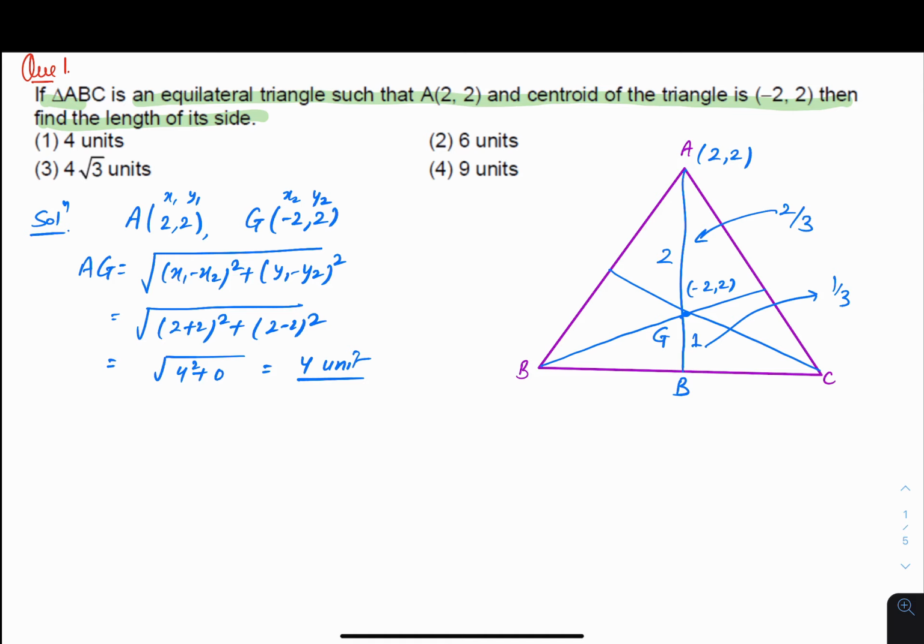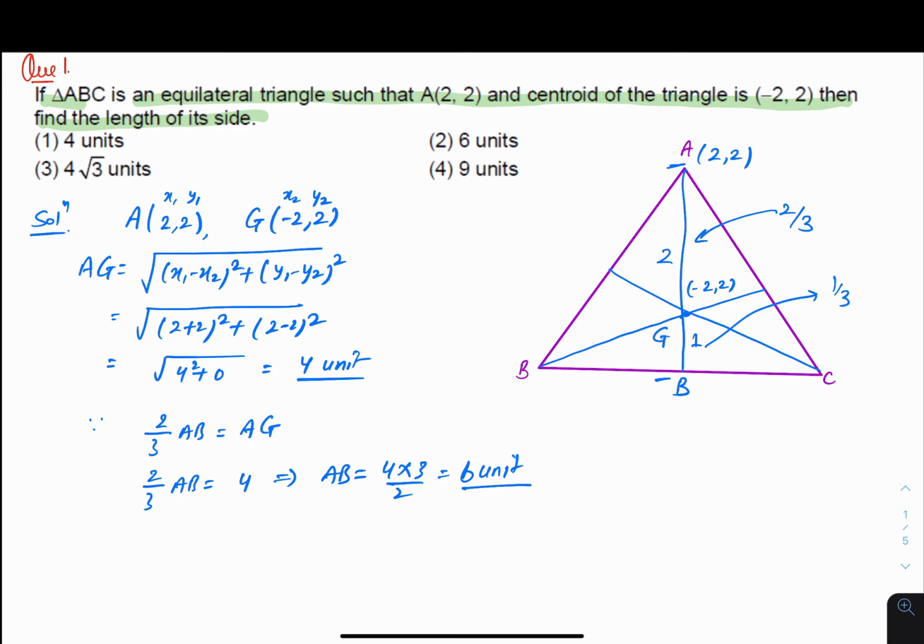Now we need to find the distance between A and B. As we all know, since AG is the 2/3 part of AB, we can write that 2/3 of AB is AG. Now, if I put the value of AG here, I will get 2/3 AB is equal to 4, and this implies that AB is equal to 4 into 3/2, which is equal to 6 units. So the distance between the points A and B is 6 units.